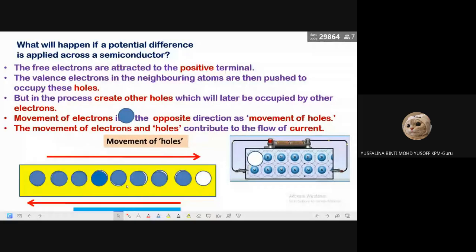The electron moves to the left because it needs to occupy the holes. But the holes move to the right, because when an electron leaves this side, this one becomes a hole, and then when another electron leaves its side, that one becomes a hole. So the movement of holes is on this side. It's actually opposite. The movement of electrons and holes contributes to the flow of current. That's why current flows in the semiconductor.